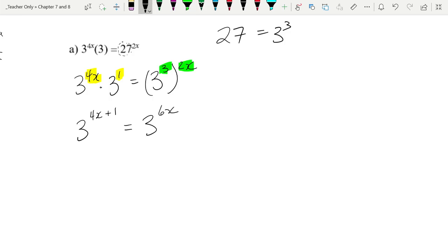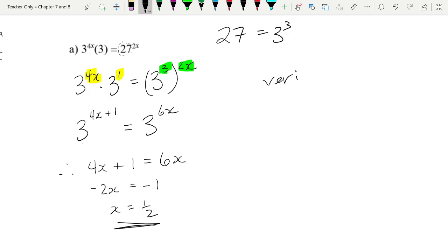Now I can make myself a new equation. This base to that power is equal to the same base to this power, so those two powers have to equal each other. Does the logic of that make sense? So then I'm going to minus 6x from both sides, minus 1 from both sides, divide both sides by -2, and there we have it. X is a half.